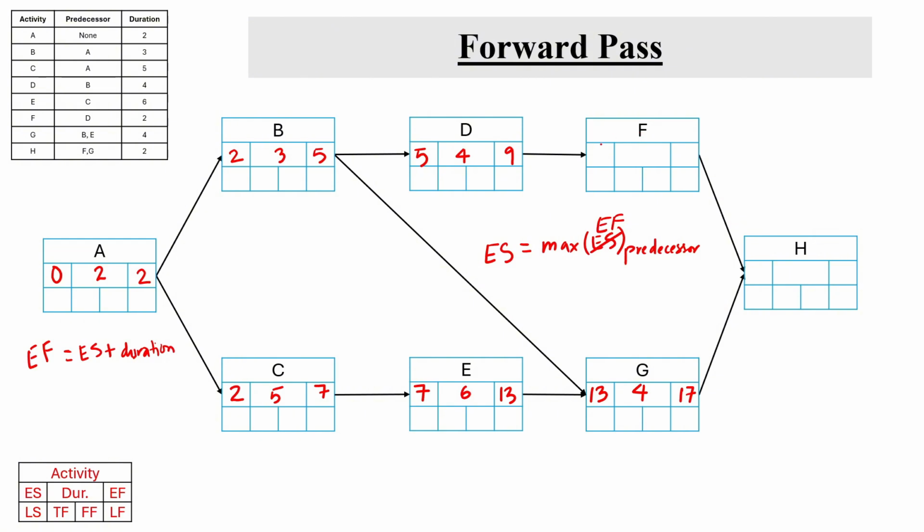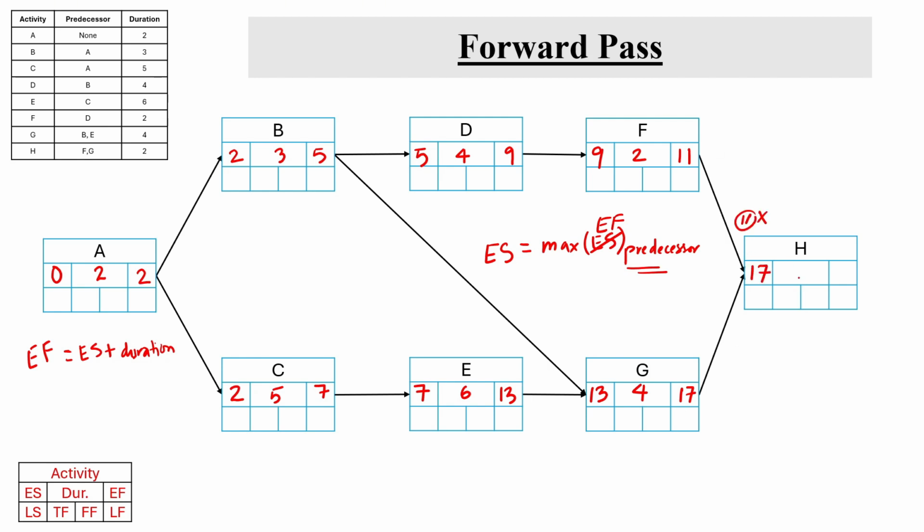Similarly, for activity F, it has only one predecessor, so early finish of the predecessor is 9. Early start of F will be 9. The duration is 2 days, so early finish would be 11 days. And similarly, the same case here for activity H. Once both activities F and G are completed, activity H can be started. So the maximum of early finish of predecessors of activity H is the maximum of 11 and 17, which is 17.